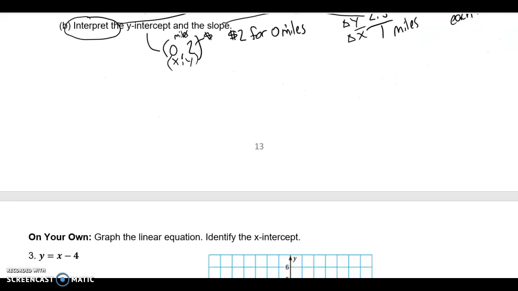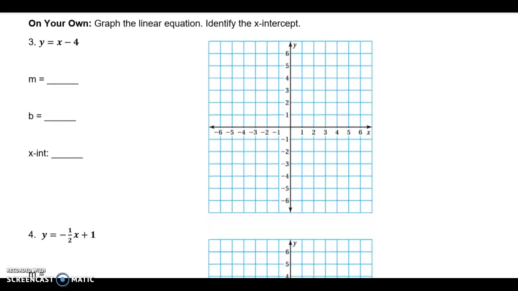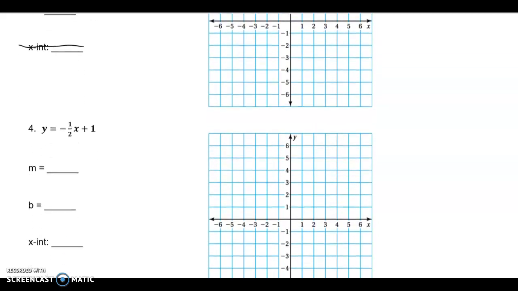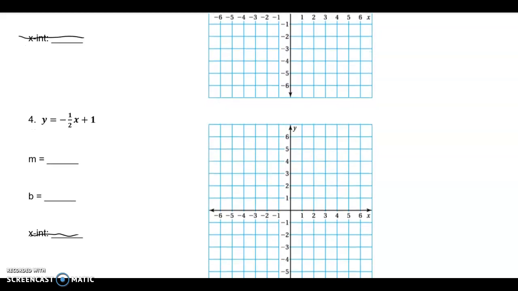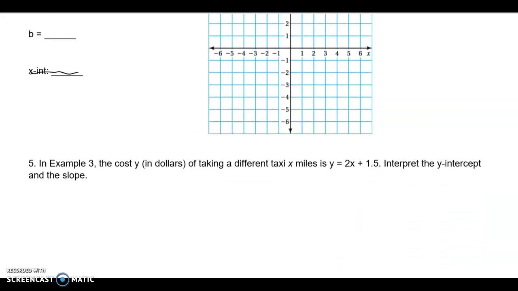Alrighty, and then we will do these on your own with you tomorrow. What I want you to do, and we're not going to worry about this part right now, is to try to write down what M is for this equation and B. You don't have to graph it yet, but you can do this part. I know you can. Same down here. Write down what is the M from this equation and what is the B, and then you will be ready to go on graphing those tomorrow.